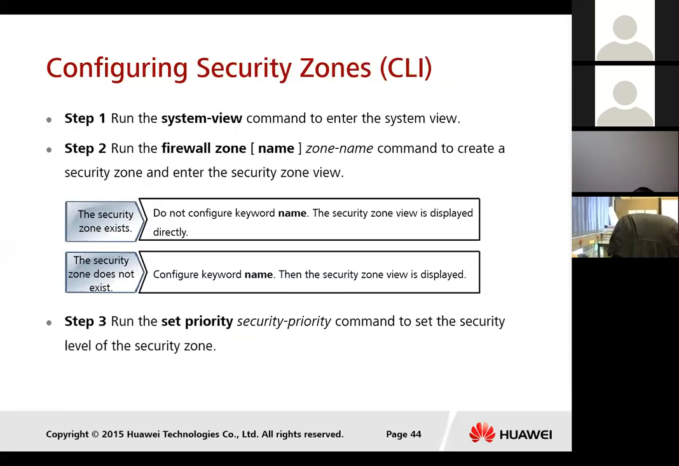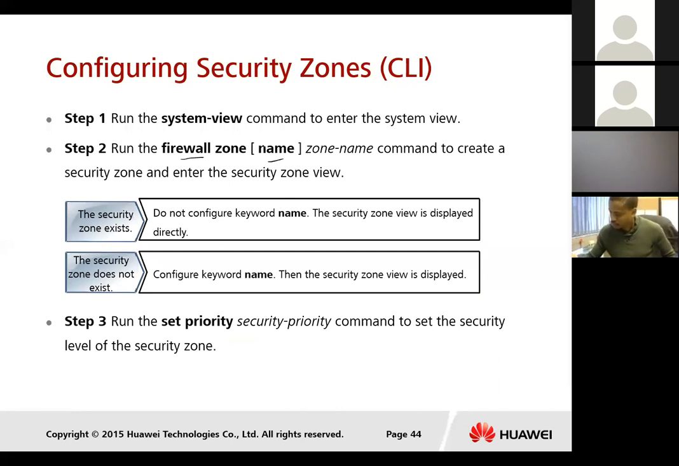After that, define the security zone. Under the security zone, use the command called firewall zone, followed by the name. To create a security zone and enter the security zone view, do not configure the keyword name. The security zone view is displayed directly. If the security zone exists, then you do not need to define it.